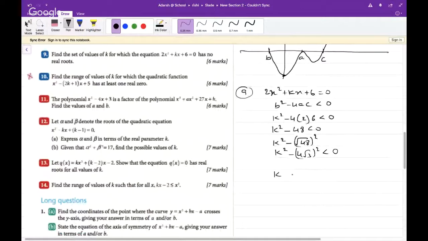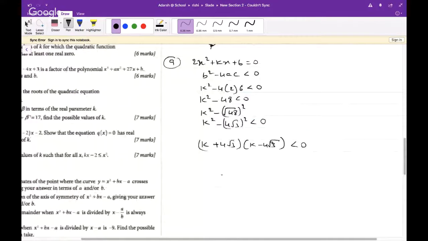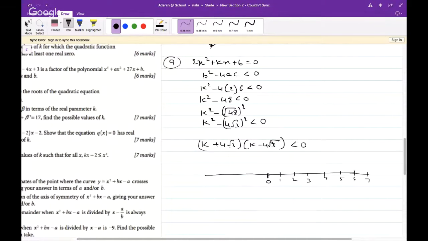So this is k plus 4 root 3 and k minus 4 root 3, which has to be less than 0. Now if you go on the number line, 0, 1, 2, 3, 4, somewhere 5, 6, 7. So the one point comes here. The same way the other points come somewhere here.